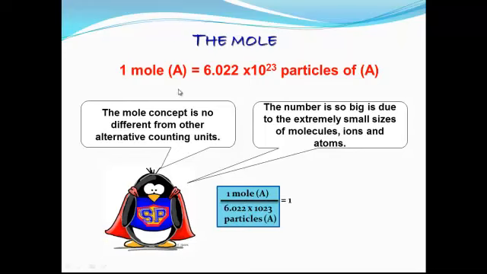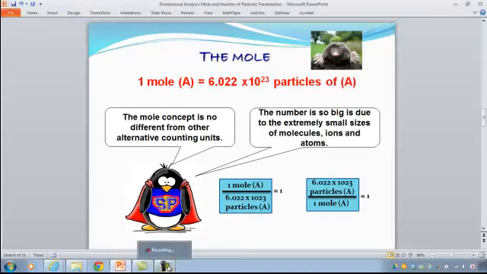So with this equivalency, we can come up with two conversion factors now. In this case, 1 mole of A divided by 6.022 times 10 to the 23rd. Oh, there's a mistake. It should be to the power of 23rd, and this one is also to the power of 23rd. Let me pause and fix that problem.